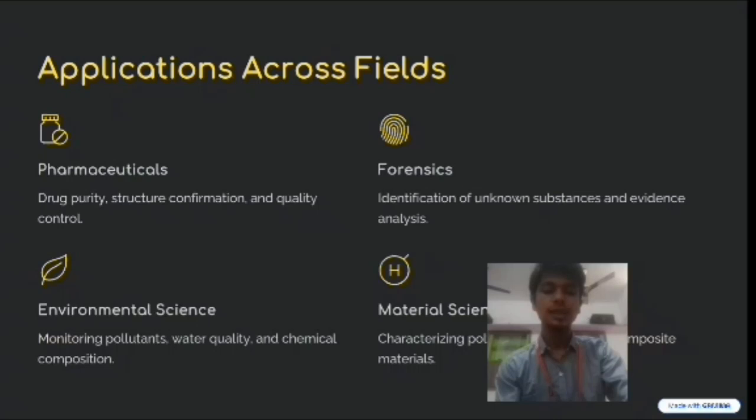spectroscopic methods assist in analyzing unknown substances, toxic drugs, and crime scene evidence. In environmental science, they are used to detect pollutants, monitor air quality, and study chemical changes in ecosystems. In materials science, spectroscopy helps characterize polymers, nanomaterials, semiconductors, and metals. It is also widely used in petroleum and food industries for testing composition and quality. Overall, spectroscopy plays an essential role in research and industry.